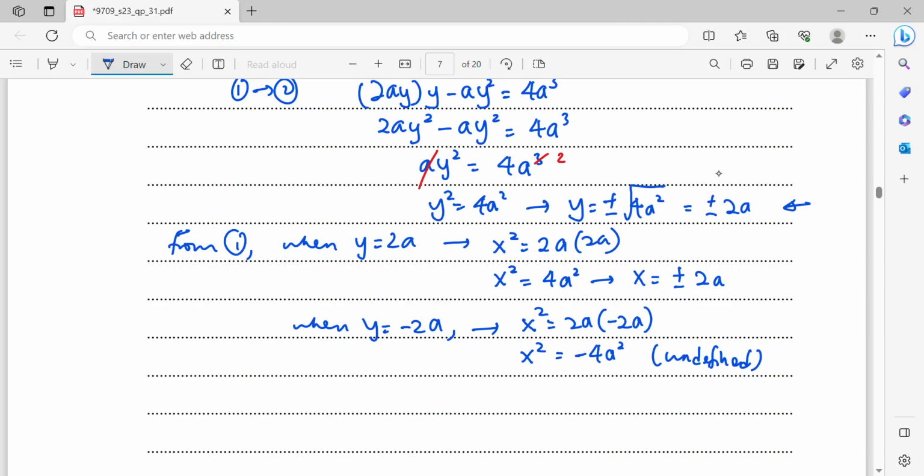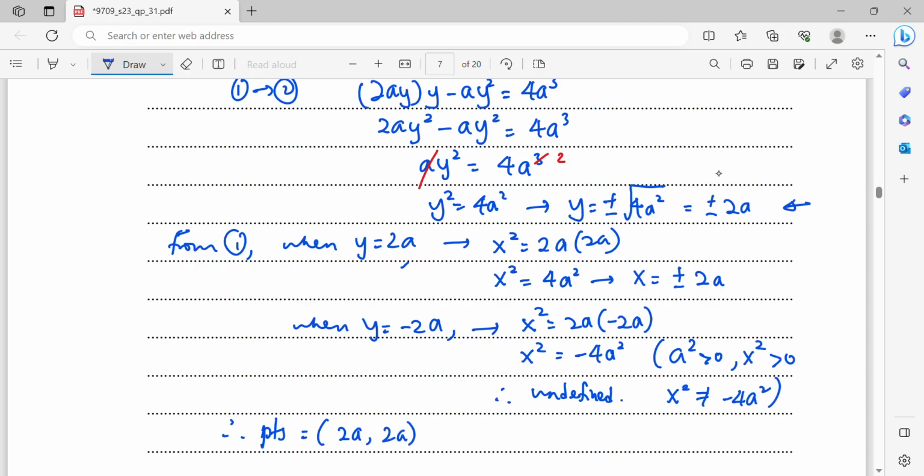Right? So or probably I will just explain. A squared more than 0. X squared should be more than 0. Right? So x squared cannot be negative 4a squared. Therefore, this is undefined. Right? So from here, I will only get 2 points. So both points from y equals to 2a. So the points equals to x equals to 2a, y equals to 2a, and x equals to negative 2a, y is also 2a. Okay, so these are the coordinates of the points when the tangent is parallel to the y-axis.